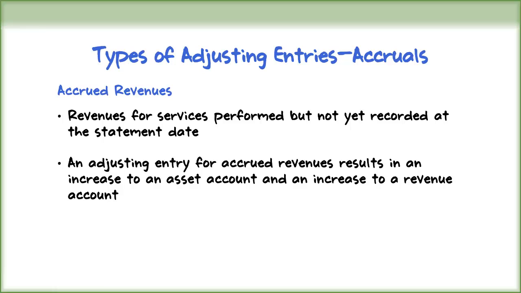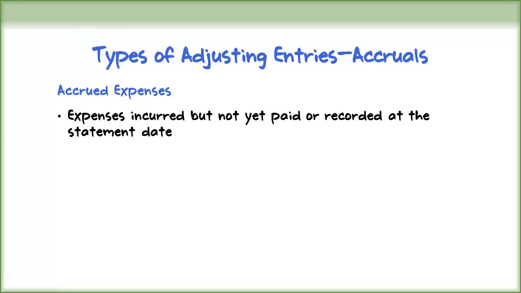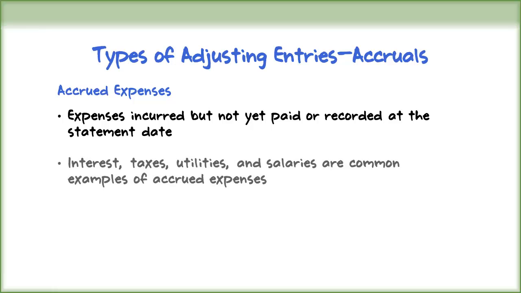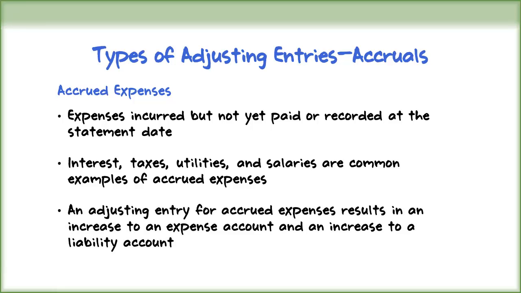Accrued expenses are expenses incurred but not yet paid or recorded at the statement date. Interest, taxes, utilities, and salaries are common examples of accrued expenses. An adjusting entry for accrued expenses results in an increase to an expense account and an increase to a liability account. Let us now look at an illustration to see how to prepare adjusting entries.